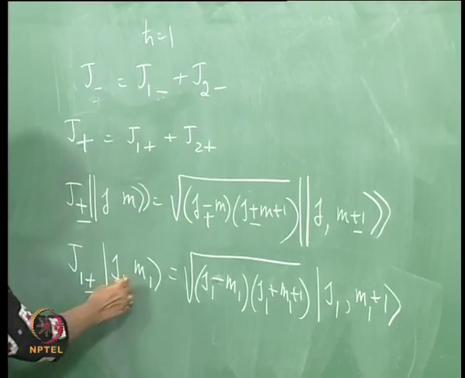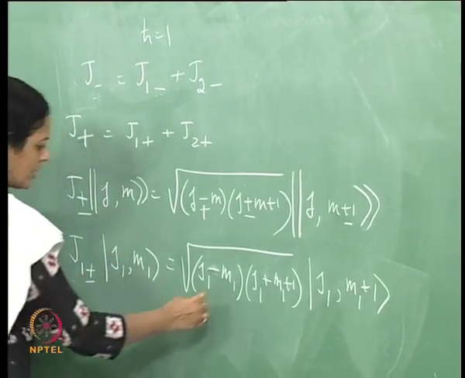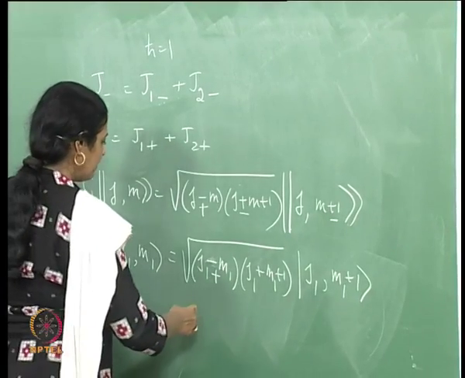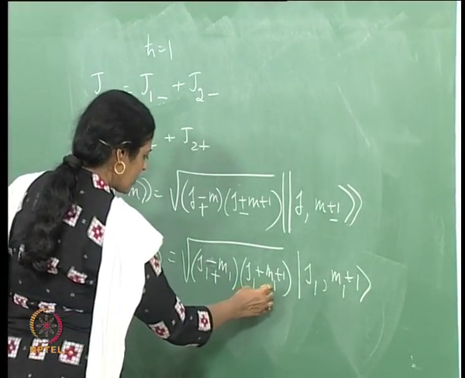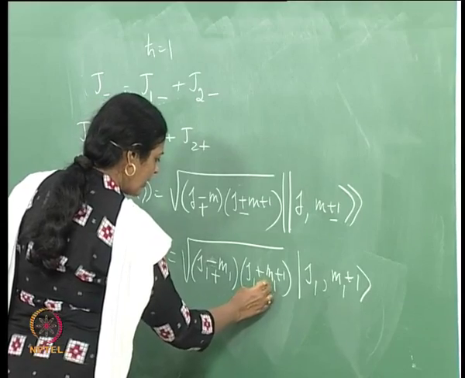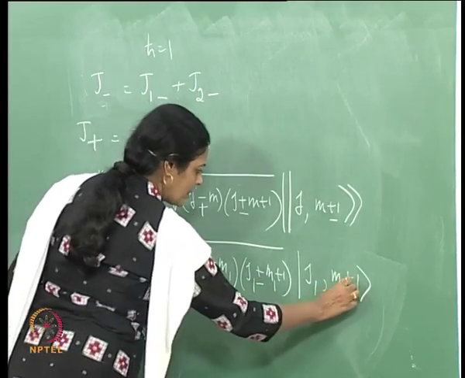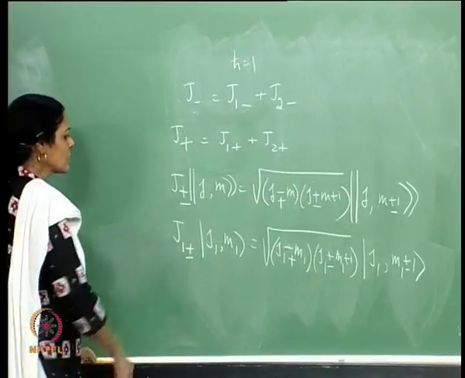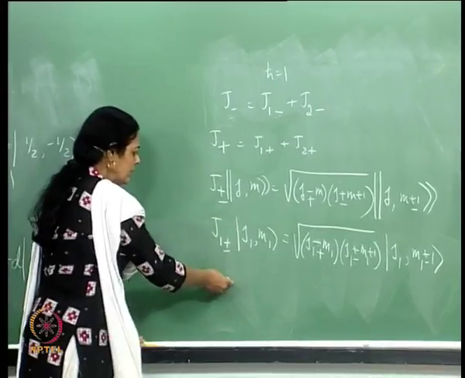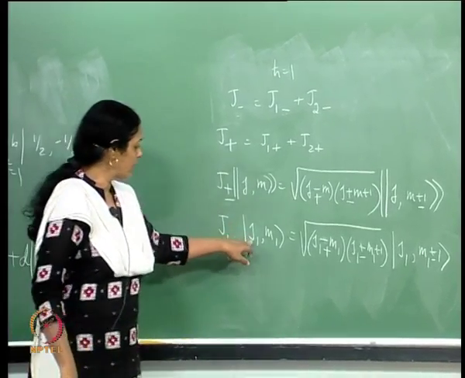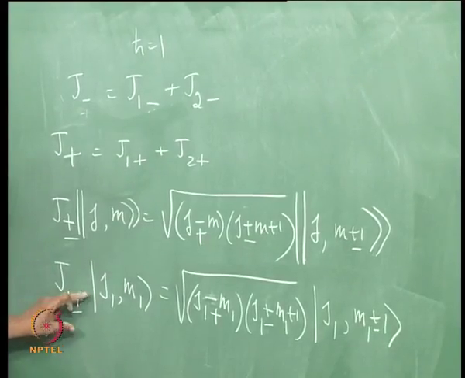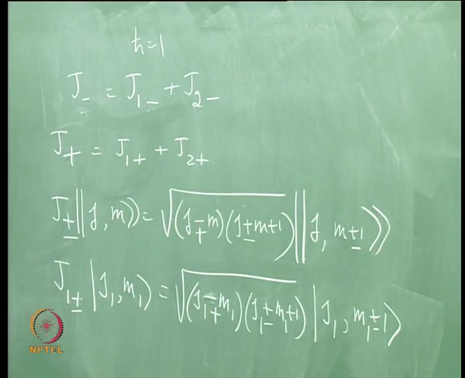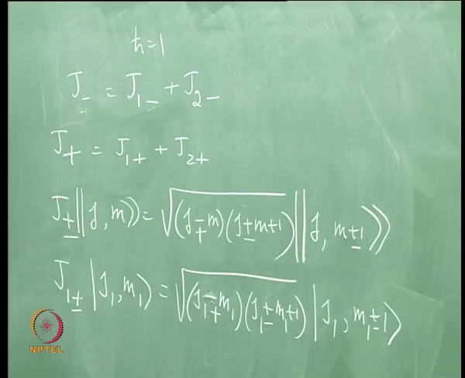j1 minus acting on the state j1 m1 is root of j1 plus m1 times j1 minus m1 plus 1, with a minus sign. So this is the way they act. Similarly, the operator j2 plus acts on the state little j2 comma m2, and so on. So given this, I can now do the following.